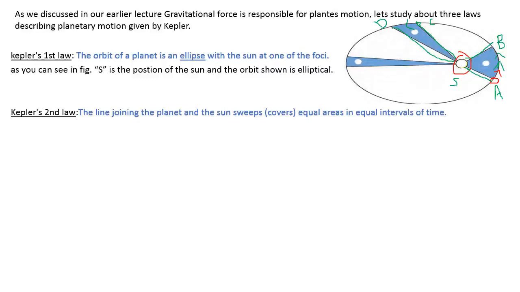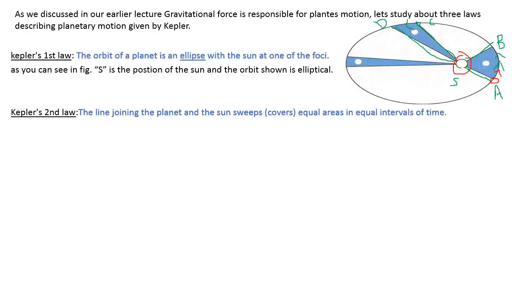Now you can see the areas look different, the lengths are different. But when you do the calculation by considering the proper formula, the areas you get are equal, and that is what equal areas means. Area SAB and area SCD are going to be equal, and that is what the law says: the line joining the planet and the sun sweeps equal areas in equal intervals of time.